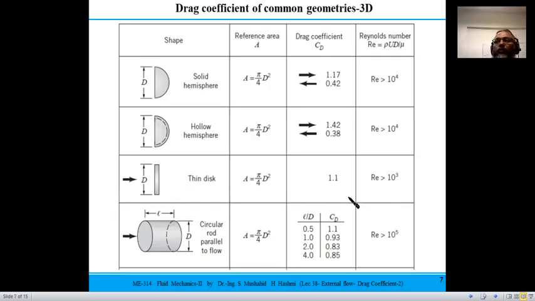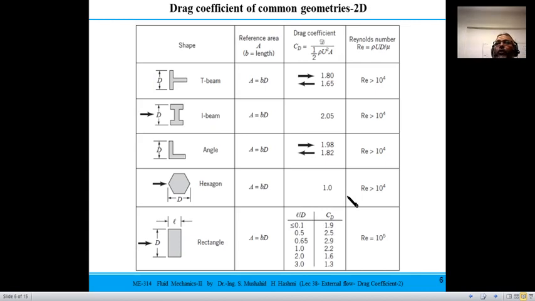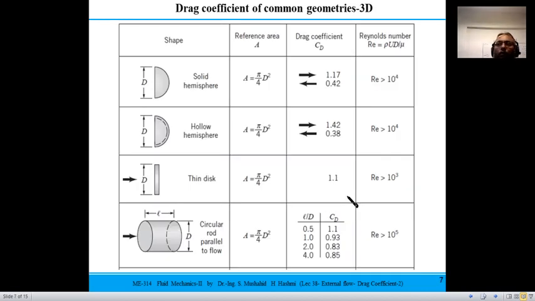And if you look at this, earlier we had all these two-dimensional geometries. Now we look at three-dimensional geometry. So you have a solid hemisphere. The sphere is cut into two parts, and from this side you experience a higher drag, and from this side we experience a lower drag of 0.42. And here the reference area is defined by a different expression, which is pi by 4 d square, the definition for these 3D geometries.